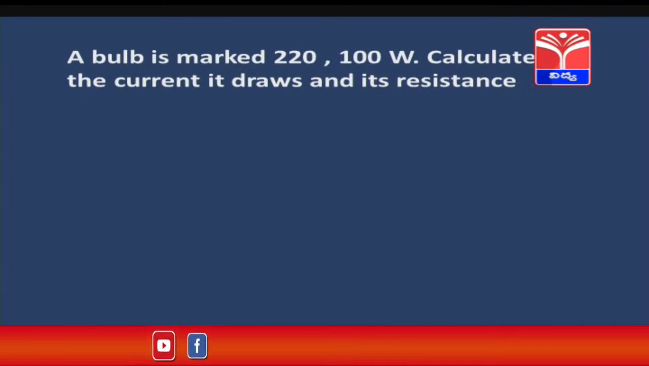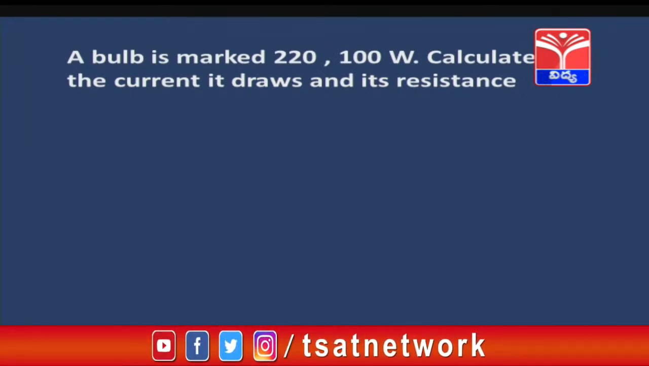Children, we have many devices used at home. Each device will draw some current and use some power, that is, it will consume energy, that is electrical energy, every second. So, let us look at an example. A bulb is marked 220 volt and 100 watt. Calculate the current it draws and its resistance.